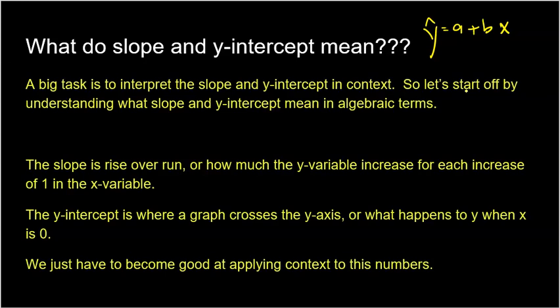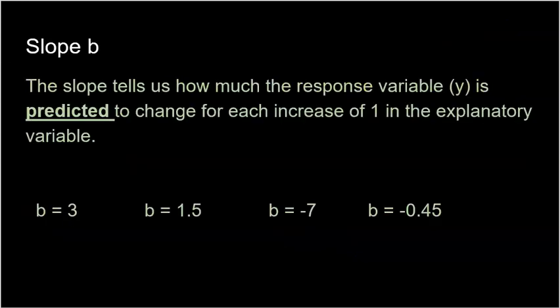The y-intercept is where a graph crosses the y-axis. If you recall, this is what happens to y when x equals 0. Y-intercepts look like this, (0, y). So every y-intercept has an x value of 0. So the y-intercept is what y is when x is 0. We just have to become good at applying these two concepts of slope and y-intercept to an actual problem with actual numbers.